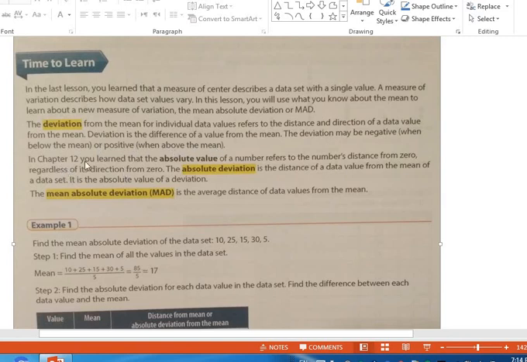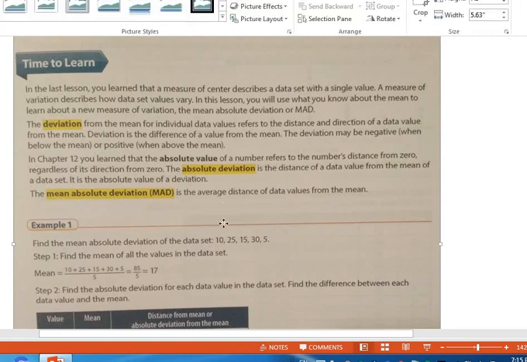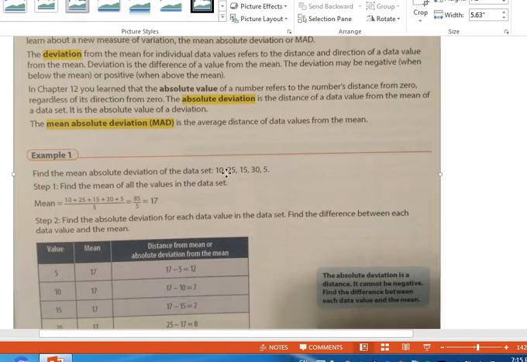In chapter 12, you learned that the absolute value of a number refers to the number's distance from zero, regardless of its direction from zero. The absolute deviation is the distance of a data value from the mean of the data set. It's the absolute value of the deviation. So the mean absolute deviation, now it's very easy. MAD is the average distance of the data values from the mean.